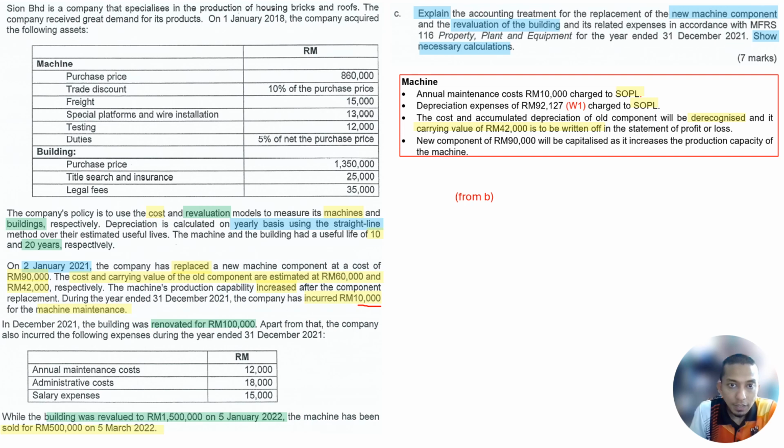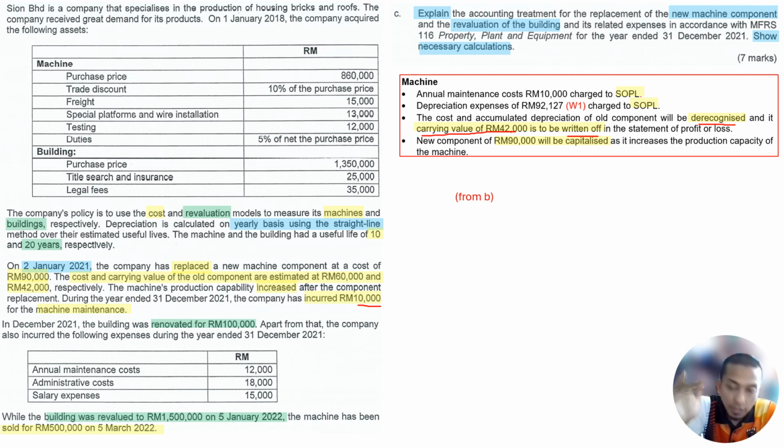Yeah, the old cost is derecognized, and the carrying value is to be written off in the statement of profit or loss. Why is the carrying value written off? Because it is a loss, right? It is a loss, 40,000, it is a loss. Because you just throw it out, right? And replace with the new one, all right? So the new component, 90,000, will be capitalized, as it increases the production capacity.